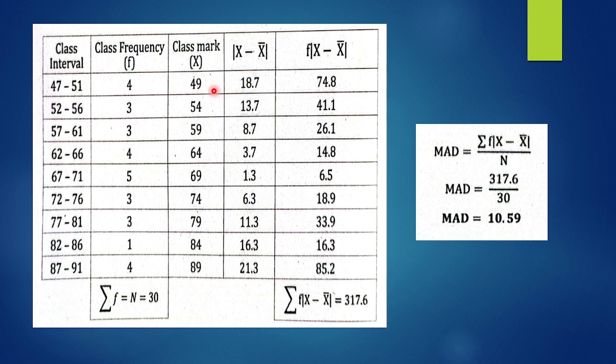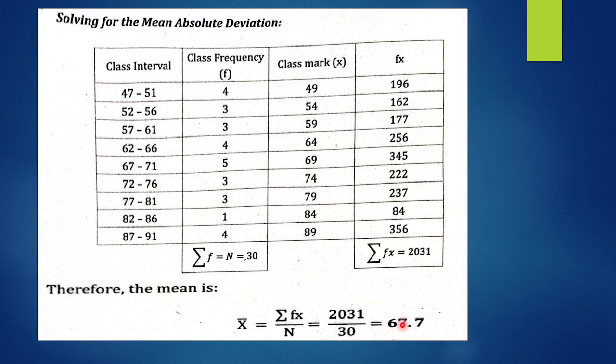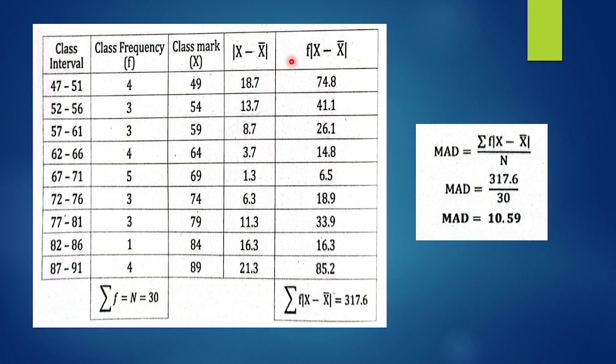Okay? And yeah, so that's it. X minus the mean. So x is 54 minus the mean. So 59 minus the mean, which is, the mean is 67.7. So after that, the f times the absolute value of x minus mean. So for this one, you multiply 4 times 18.7, 74.8. 3 times 13.7, 41.1. So after getting all the entries here, since there is summation, you just add everything in this column.